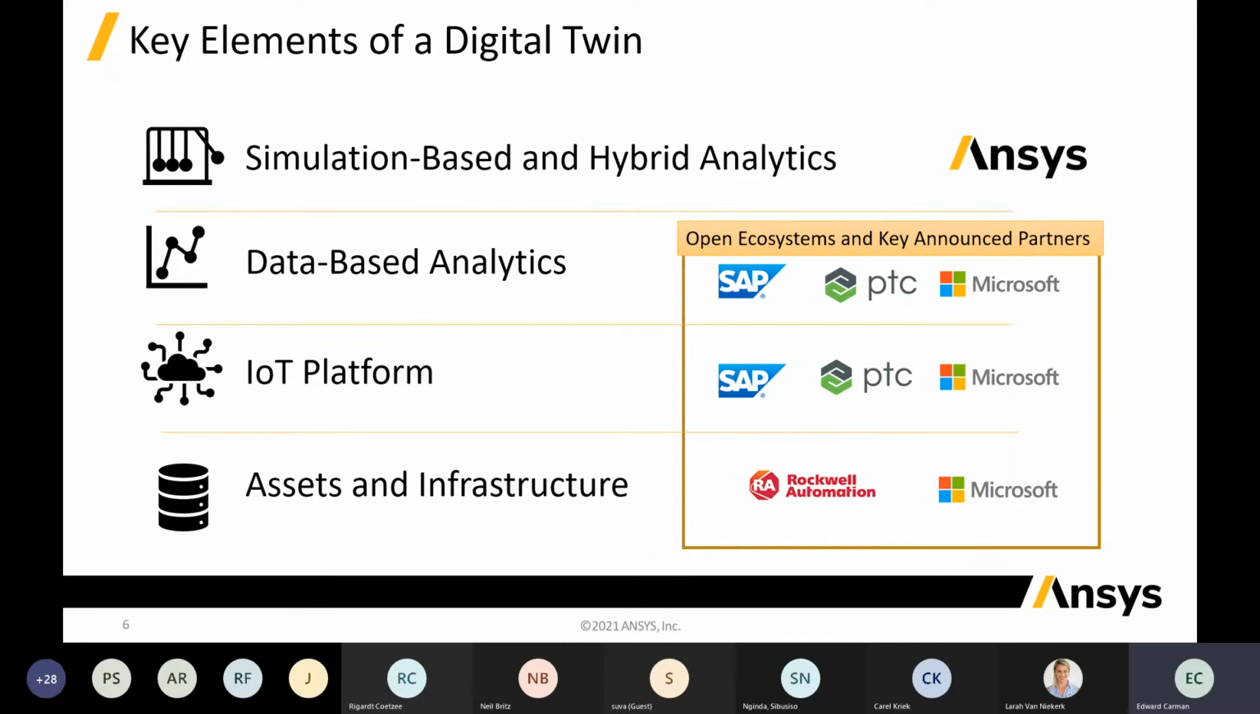So this is why we have the third level, which is the data-based analytics. Approaches like machine learning, deep learning, even just curve fitting and visualization, allowing us to take this huge amount of data and turn it into useful information. These three levels comprise what one might call the traditional digital twin. And we have open ecosystems in this space and also key partners. People like SAP or PTC or Microsoft are working well in this space.